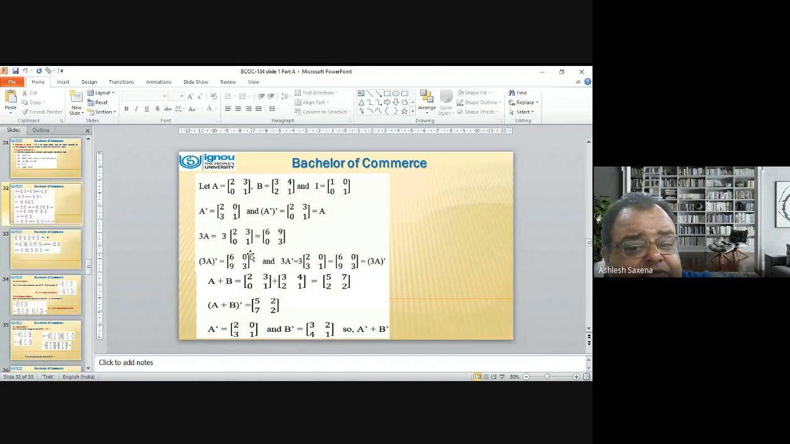Now for 3A transpose, we will be taking 3 common from everywhere. That means 6 divided by 3 is 2, 9 divided by 3 is 3, 3 divided by 3 is 1, and 0 divided by 3 is 0. What is this? Same matrix.